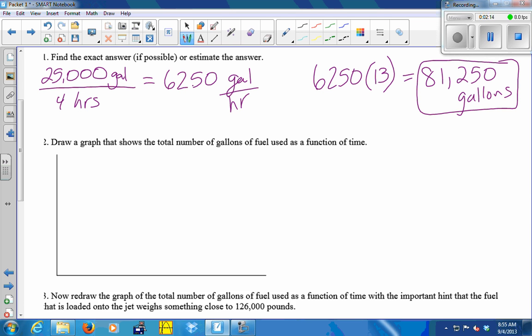So if I was going to draw a graph that shows the total number of gallons of fuel used as a function of time, I'd put time here, fuel used here in gallons. At time 0, we're going to say 0 gallons of fuel are used. We used some amount at takeoff, but we're just not really thinking about it. And then we have a constant rate. So what does the graph of a function that has a constant rate of change look like? A line, yeah. So it's just going to go up like that.